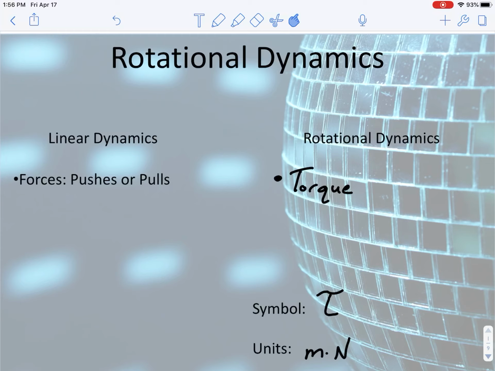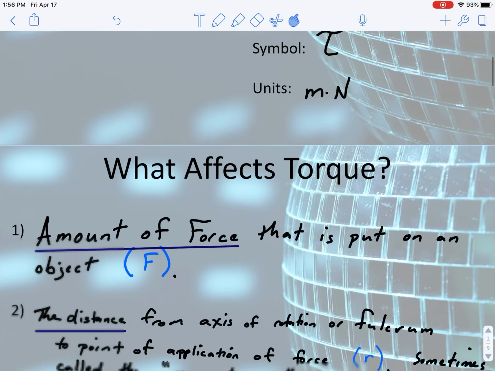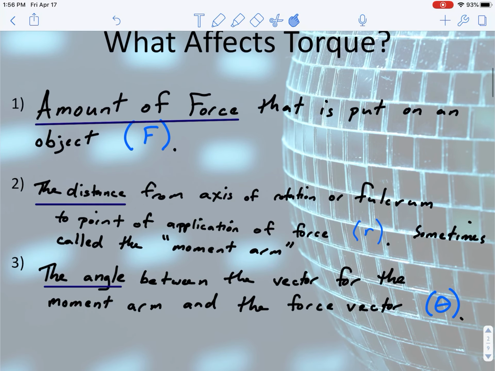As we're going to discuss in a moment, the units for that, based on the formula, end up being meter newtons. Meters are going to come from where that force is applied. Newtons are obviously coming from force. However, there's one more thing that is also going to affect how much torque is present. So to be perfectly clear, let's talk about those three effects one more time.